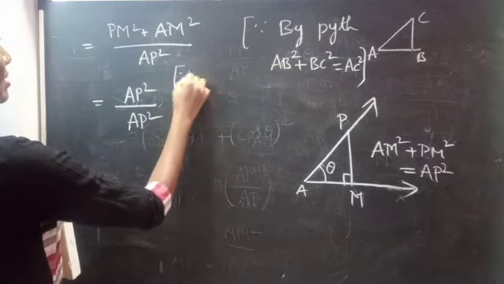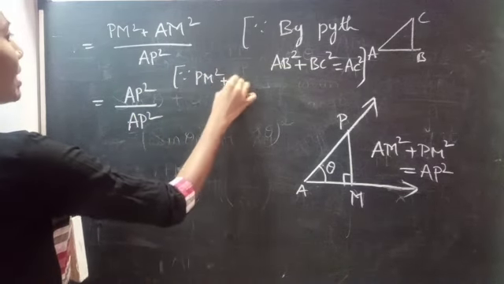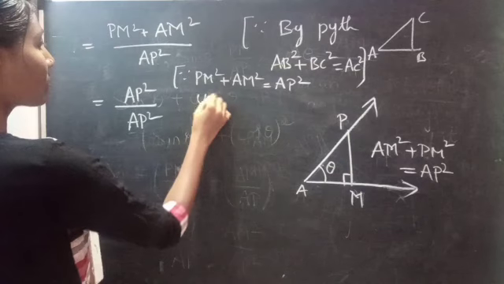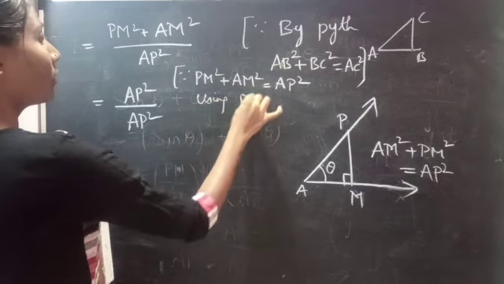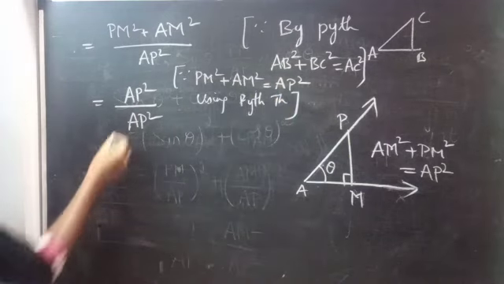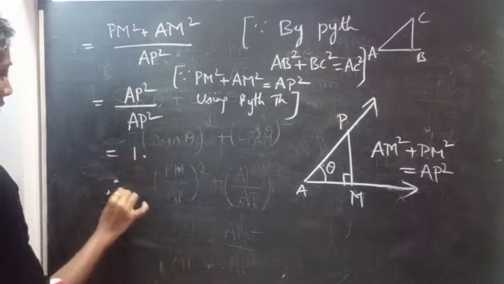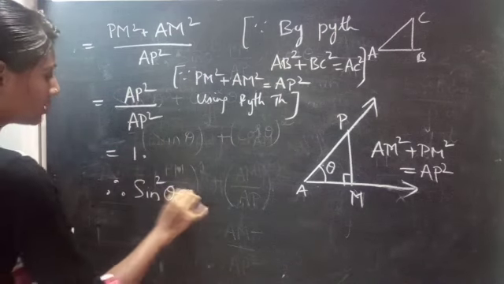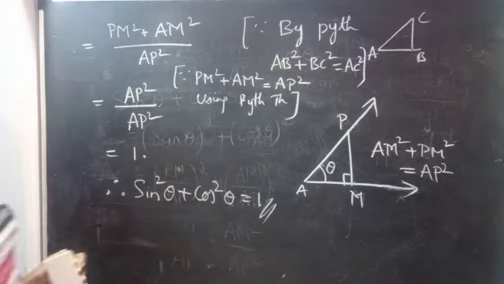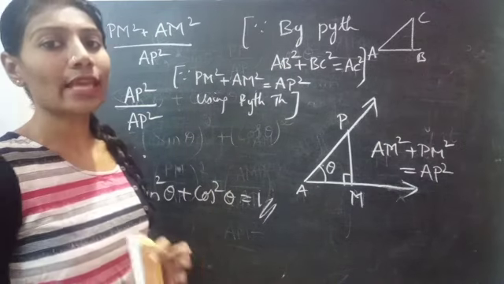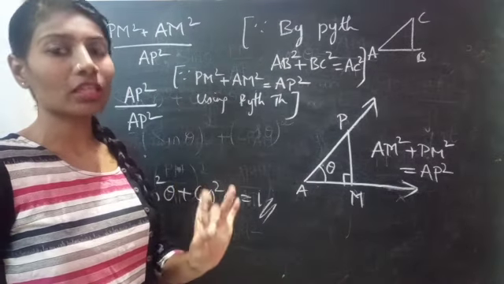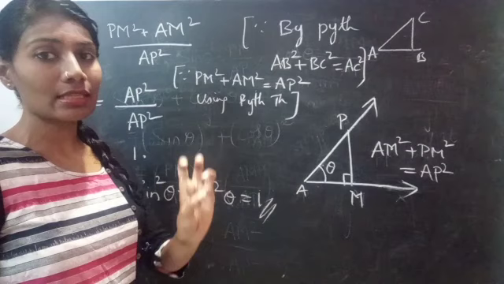Okay. Since PM square plus AM square is equals to AP square, using Pythagoras theorem. Okay. So this equals to 1. So therefore sin square theta plus cos square theta is equals to 1, which is the required result, desired result. So we have proved sin square theta plus cos square theta equals to 1 in 3 cases. For theta equals to 0 degrees, for theta equals to 90 degrees, and when theta is an acute angle. Okay.